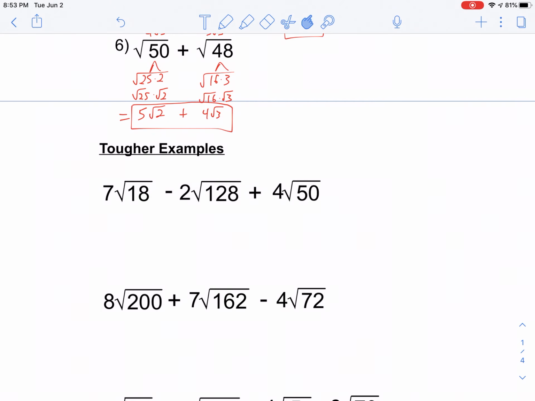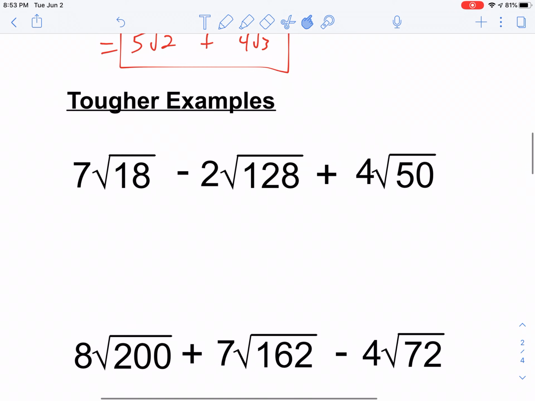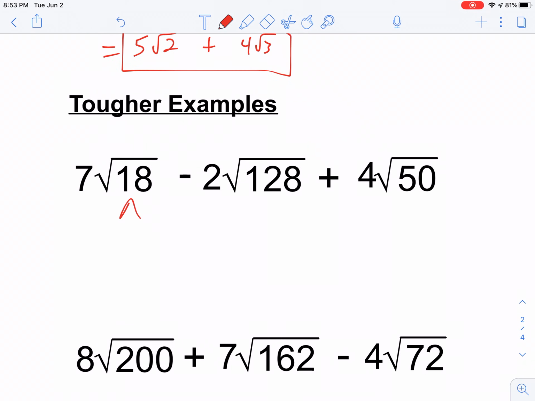Okay, tougher examples. So now you have a root 18, a root 128, and a root 50. They all appear different on the surface at the beginning, but we may be able to simplify them. So 18 is 9 times 2. So square root of 9 times square root of 2. Well, square root of 9 is 3. Square root of 2 is square root of 2.